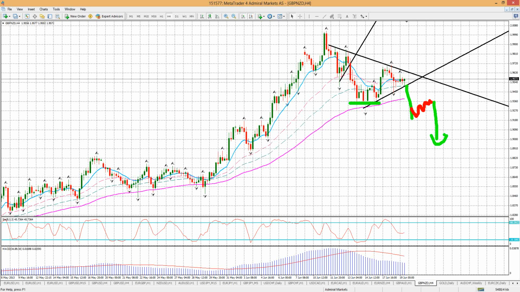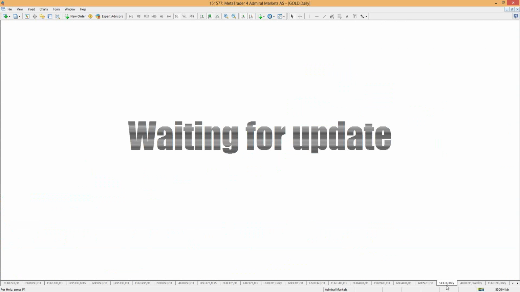So if we break to the downside, we are getting close to that bearish mode. But at the moment, still only interested in the upside break here, just like the pound odd. Let's take a look at gold.